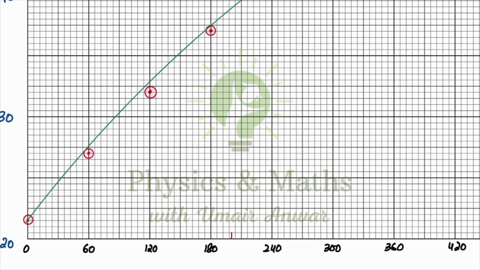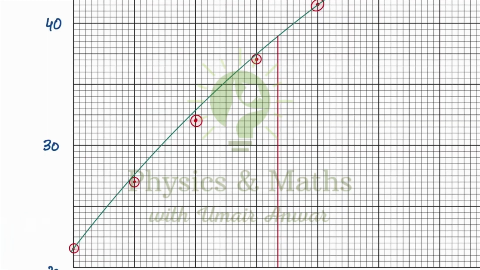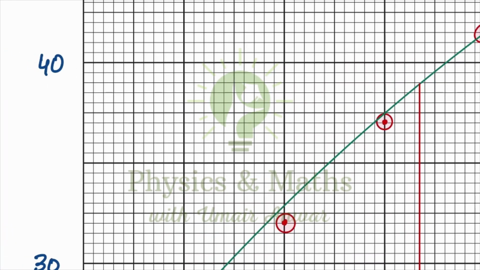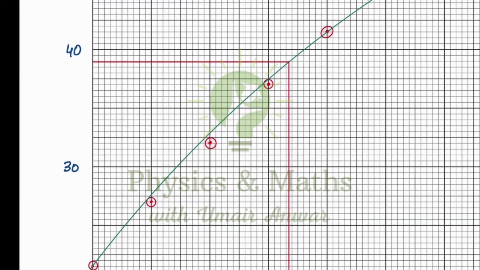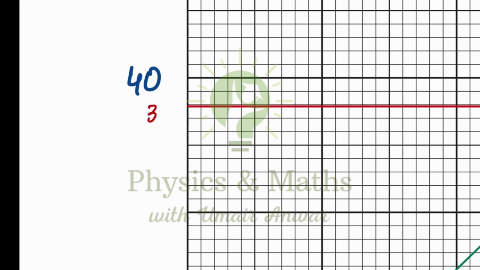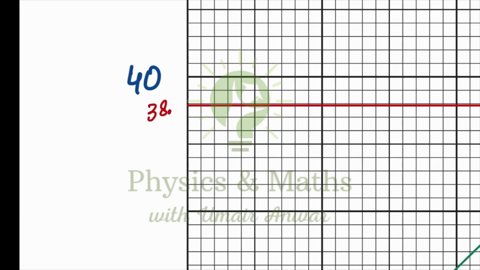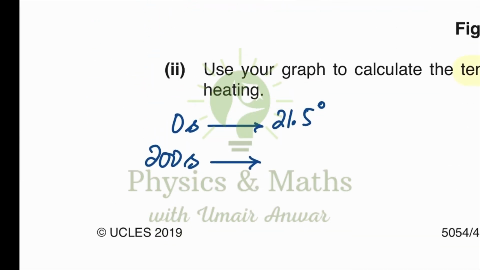So I'm making a line from here and I'm taking it all the way to the curve. So it matches the curve at this point, and now I'm going to connect it to the y-axis. So the value that we are getting is a little lesser than 39. So I could take it as 38.9. So this is the value that we are getting at 200 seconds.